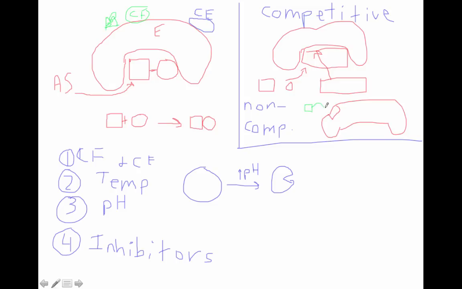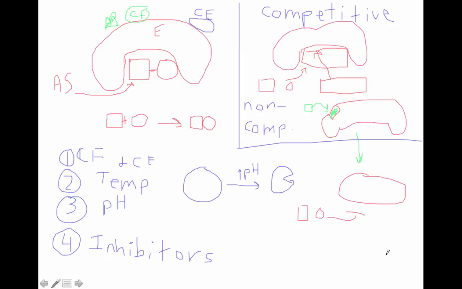When it binds to this non-competitive inhibiting site on the enzyme, so it binds here, I'm going to color this in green because it just bound to it, and when it binds to this, what happens is it changes the shape of the protein in such a way that our substrates, the square and a circle, can no longer find the active site to bind. It's blocked.